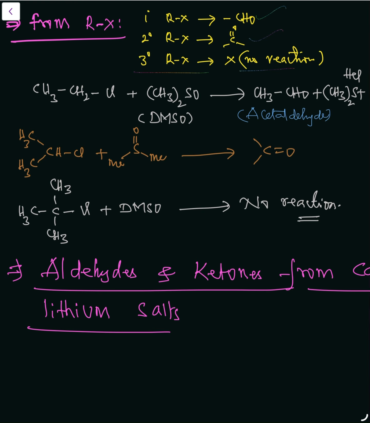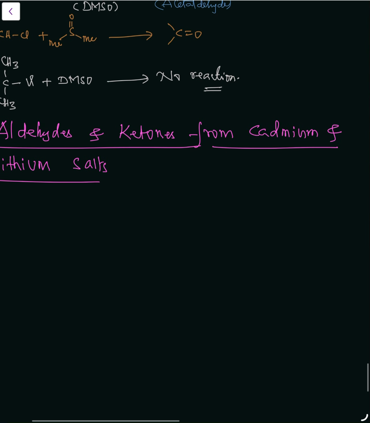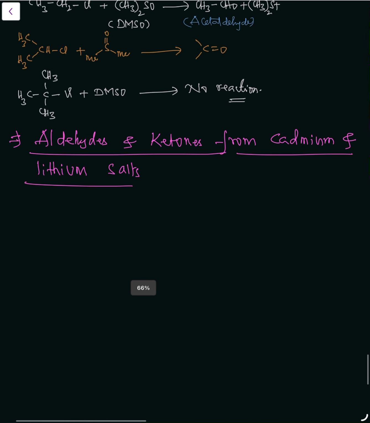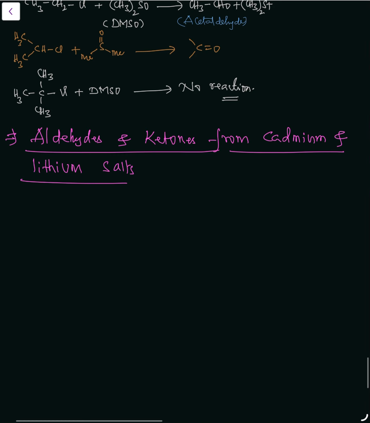Next, let us see aldehydes and ketones from cadmium and lithium salts. Cadmium and lithium salts, let us see. So in this, first what happens, a Grignard reagent reacts with cadmium chloride, then we get dialkyl cadmium. So that dialkyl cadmium again reacts with acid chlorides and forms ketones. So that is the mechanism taking place in this reaction.